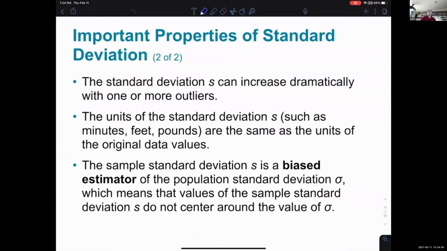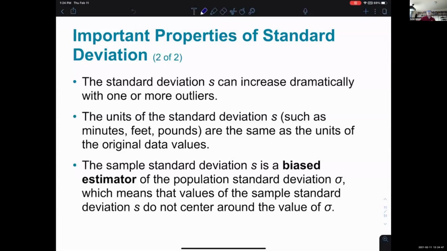The standard deviation S can increase dramatically with 1 or more outliers. So you could look at the formula to understand why that's the case, but let's just trust it. And as we work with it, you'll see this occur. The standard deviation can increase dramatically with 1 or more outliers, meaning extreme values. So using the language that we had about range, that would mean that the standard deviation is not resistant. It's not resistant because it is easily influenced by a few outliers.